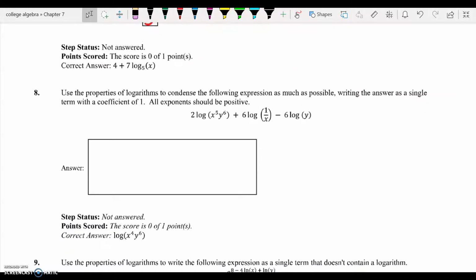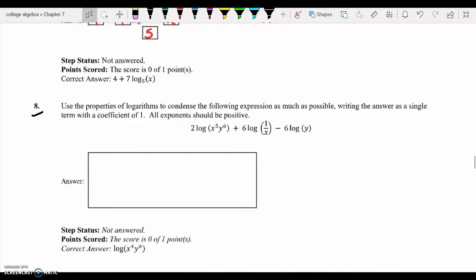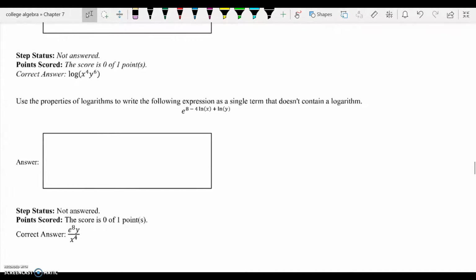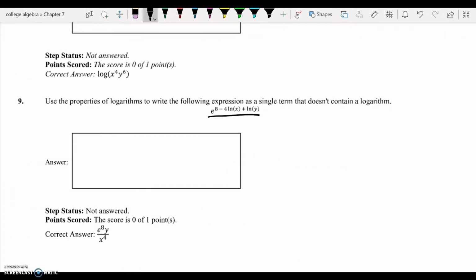We've done one like this. This was the very first problem, so this is going to go back to number 1. This one's a little bit different because I use natural base e and natural log. So when you do that, this e to the 8th out front right here is just going to come on top of the fraction. I'm dividing by x to the 4th, and I have a y on top, and that ends up being your answer because you can't simplify any further.